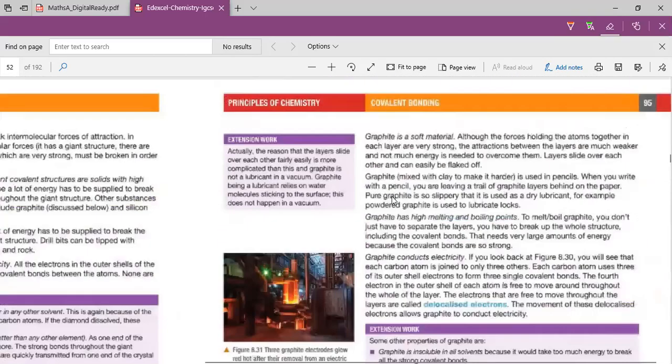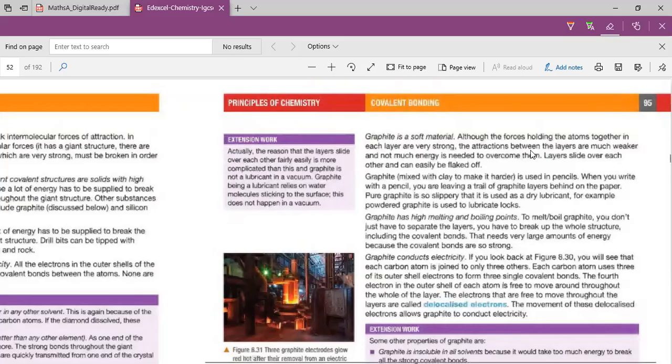Graphite is also used as the lead in pencils. The pencil that you use contains graphite. That's why it's able to slide on a book and leave marks. It's able to write with your pencils.